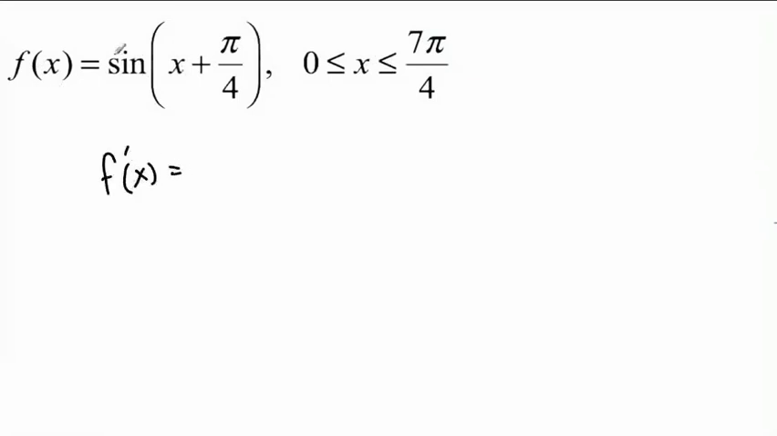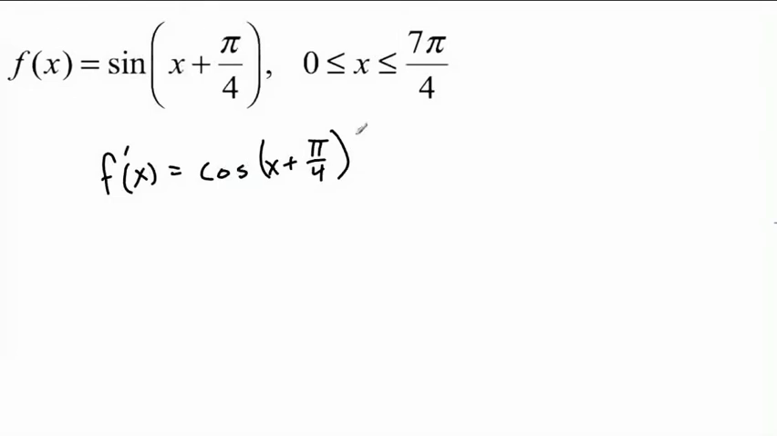And the derivative is going to be the derivative of the outside, which is cosine of x plus pi fourths, multiplied by the derivative of the inside. The derivative of x is 1, and then plus pi fourths, the derivative of pi fourths is 0 because it's a constant. So it's going to be times 1, but I'm not going to put it because we don't need to. Now, there are 3 places where a max or a min could happen.